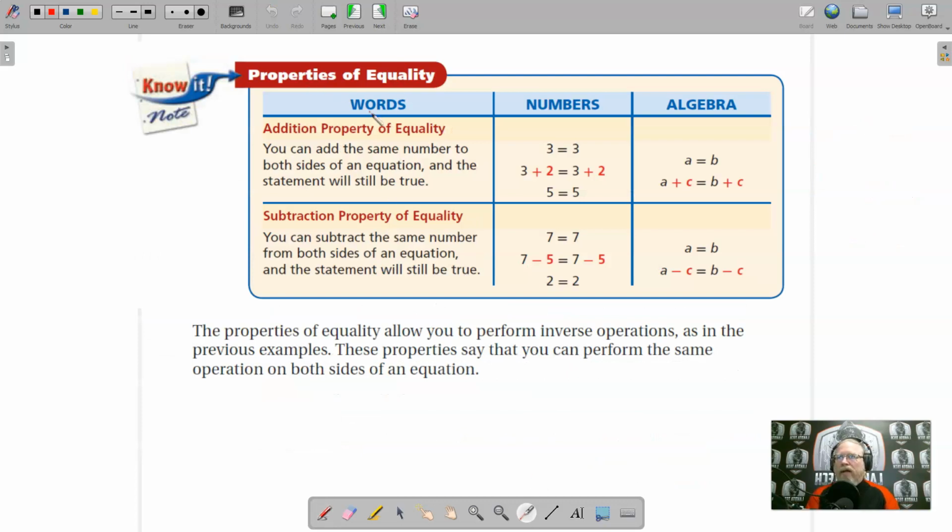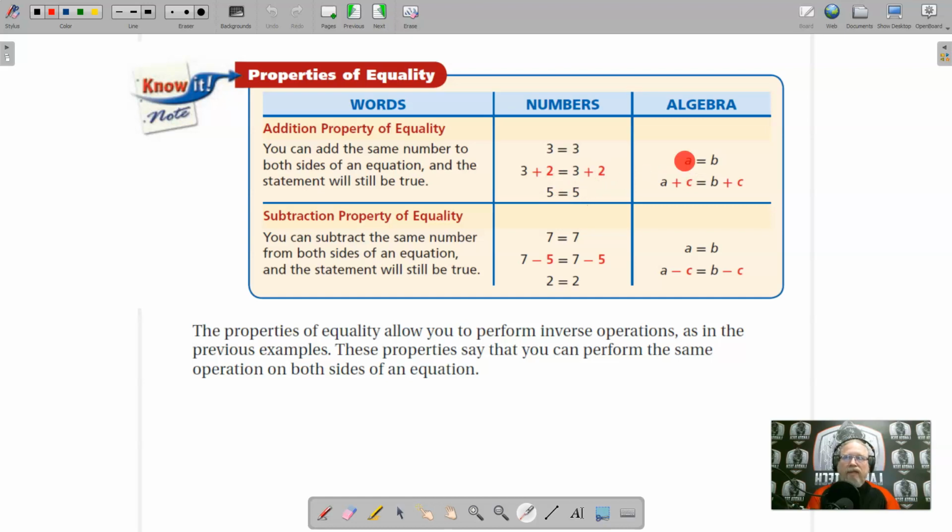Properties of equality. So we've done an activity on this before. We'll go ahead and review that here. So in words, we say addition property of equality. You can add the same number to both sides of an equation and the statement will still be true. If we have 3 equals 3, if we add 2 to both sides, we still get 5 equals 5.